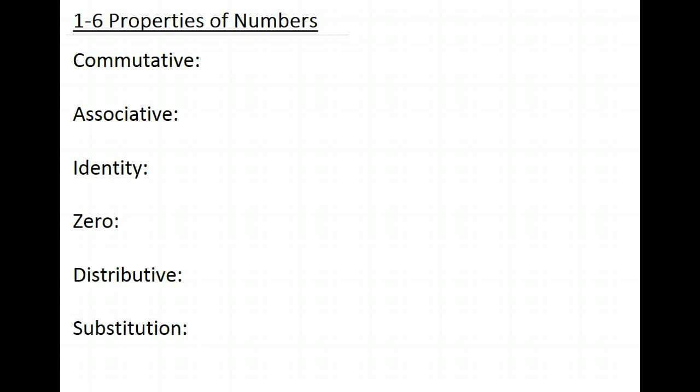This is section 1-6. We're on page 34, the properties of numbers. We're looking at the concept summary table at the bottom of the page. So we're going to talk about the properties and how they affect addition and multiplication.